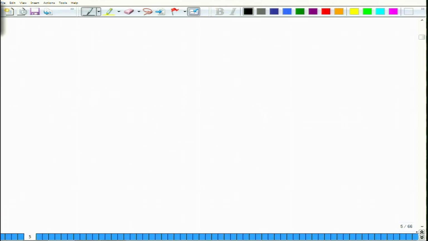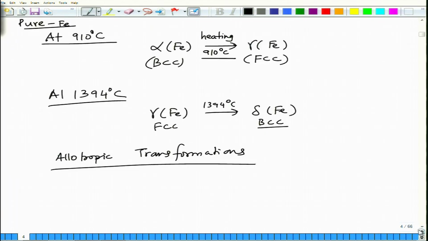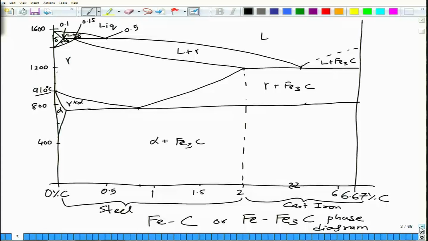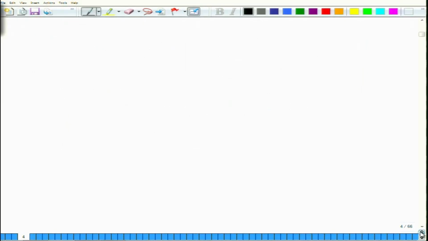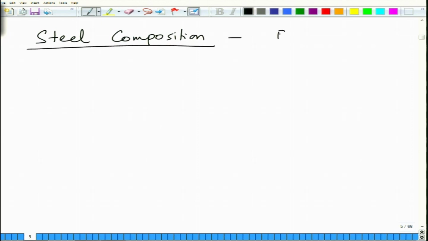Now when you look at other aspects of this phase diagram, what you see is that the most important part of this, so there are two important aspects of this phase diagram. First is the steel, then second is cast iron. So for iron with carbon less than 2% is called a steel, and when carbon is 0.0 to 0.8%, then it is called hypoeutectoid.